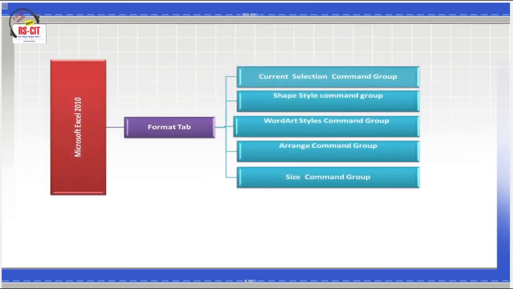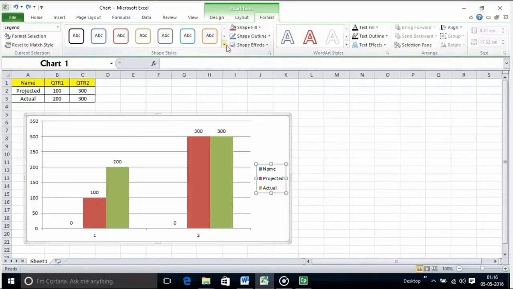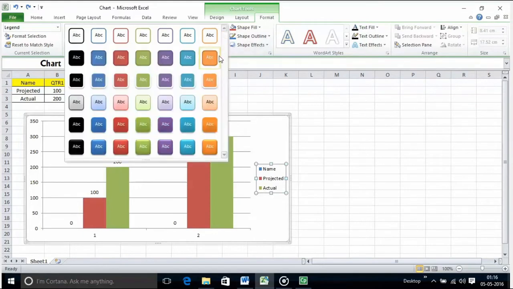Formatting chart elements using the Format tab. The Format tab has various command groups and each command group has various command buttons. Let's understand these command groups and command buttons one by one. Shape Styles command group. Shape Styles command button drop-down gallery enables you to preview and select the visual style of the chart element.